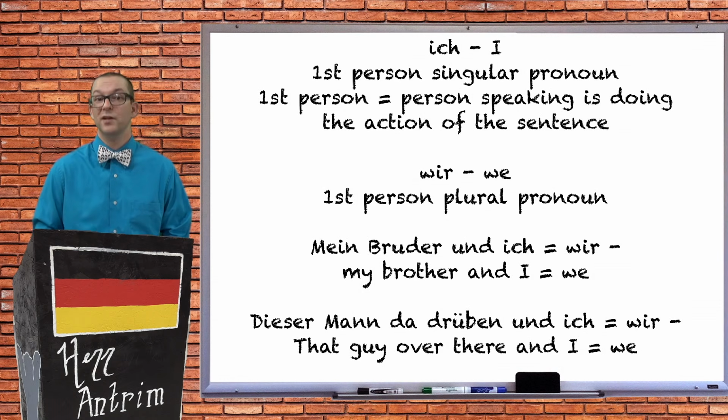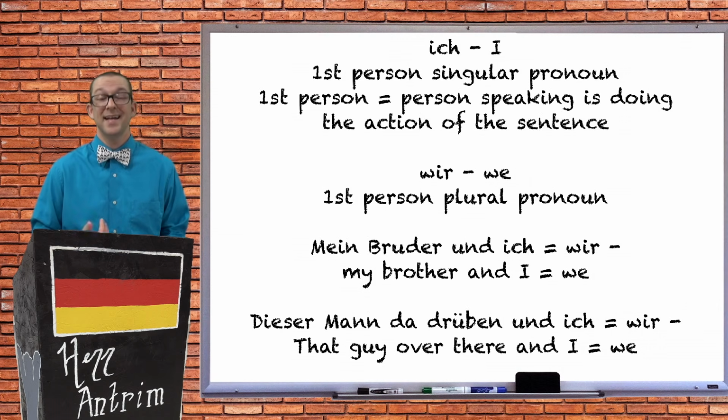Wir is the German version of we. It's used exactly as it is in English. If you and another person or more are referred to with a single pronoun, you use wir. Mein Bruder und ich. My brother and I. Wir. Dieser Mann da drüben und ich.